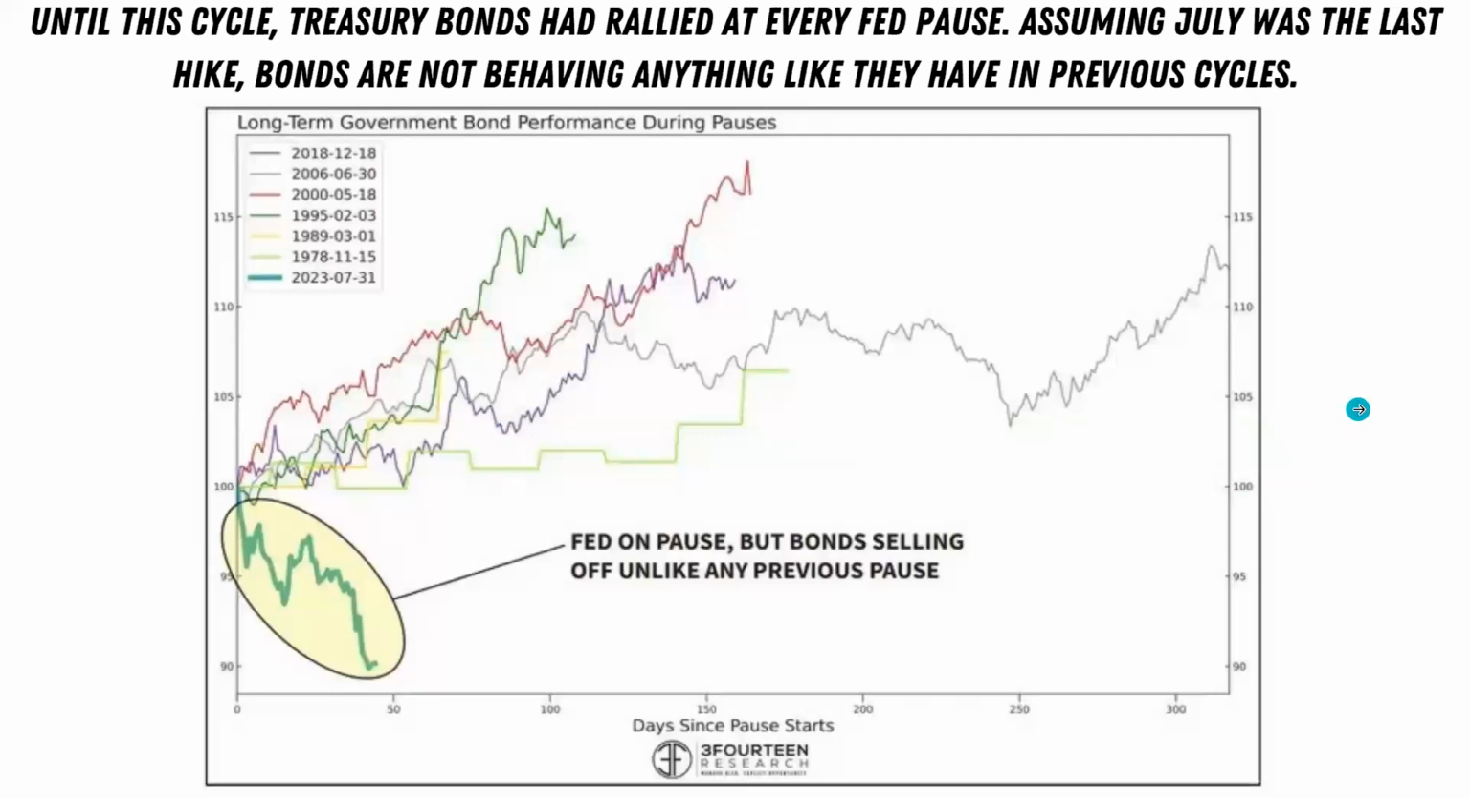Now, until this cycle, bonds have rallied at every Fed pause. Assuming July was the last hike, bonds are not behaving anything like they have in previous cycles. All of these lines right here are representative of different time periods in which the Fed has paused. But you can see this line right here is where we're currently at, and we're still seeing a massive sell-off.